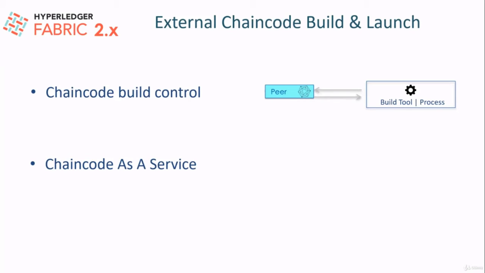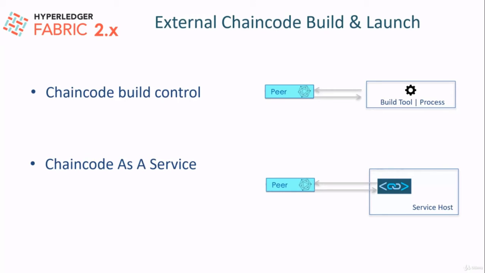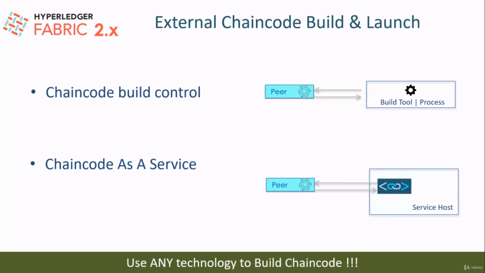From the launch perspective, the chain code can be launched as a service in any kind of container. For example, you can host your chain code as a process. You can host your chain code in a Kubernetes pod. So it really doesn't matter how you are hosting your chain code, as long as the interface exposed by the chain code can be configured in the peer. It will be invocable from the peer. Bottom line is that you can use any technology to build the chain code now, because the build process and the hosting process or the launching process is externalized.